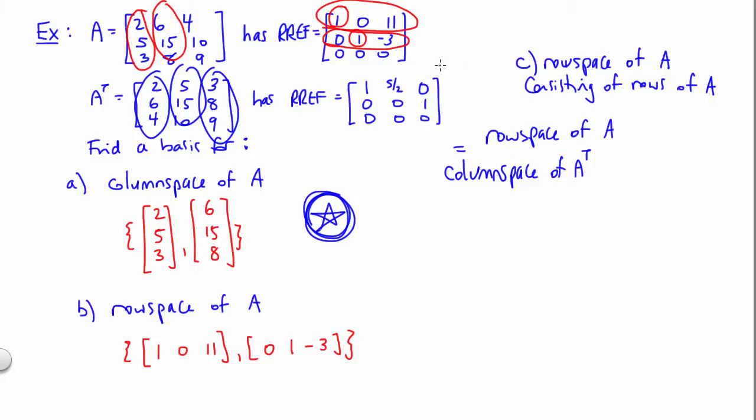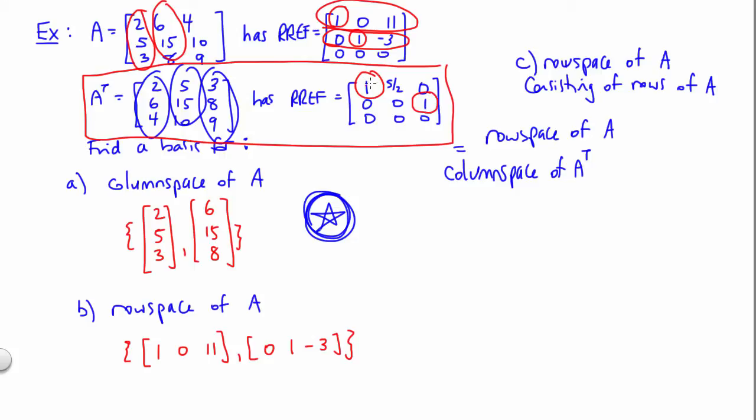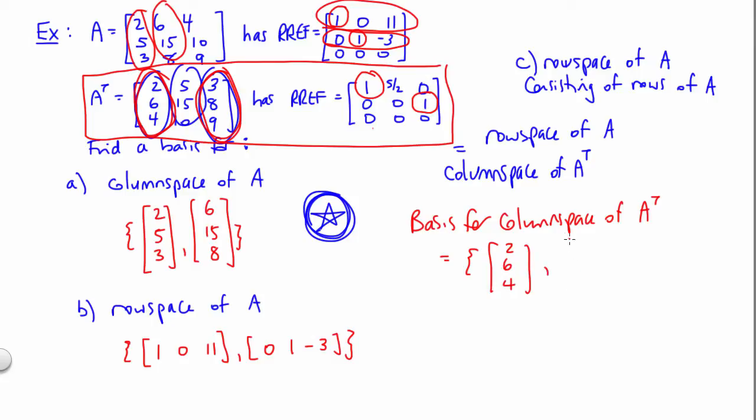Alright, so let's take a look at our matrix A transpose here. We know that it has the following RREF, so we're just going to locate our leading ones. They are in columns 1 and 3, and we're supposed to use the position of these leading ones here as a guide as to which columns to choose. So that tells us we're going to be choosing columns 1 and 3 of A transpose. So why don't we say that a basis for the column space of A transpose will be equal to the vector 2, 6, 4 as well as the vector 3, 8, 9.